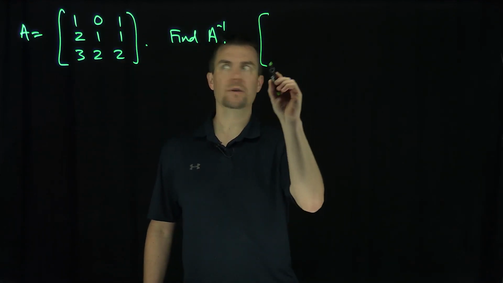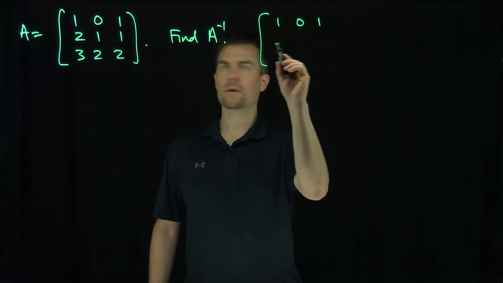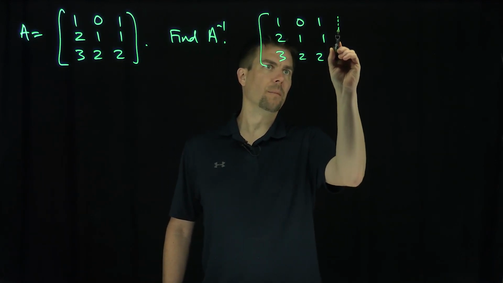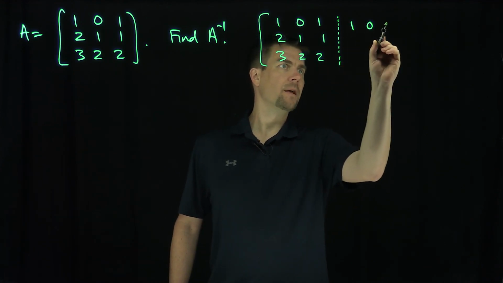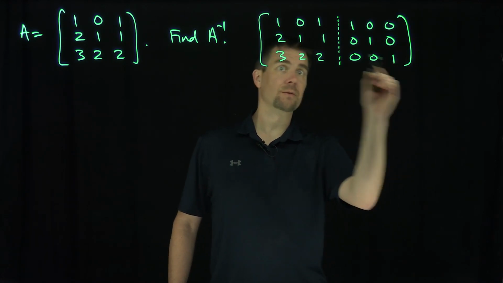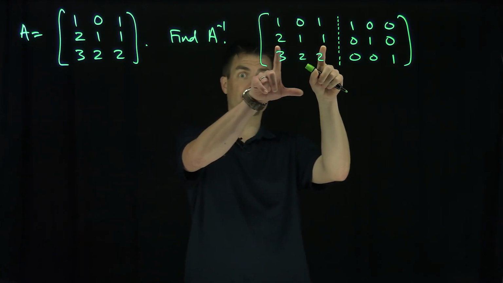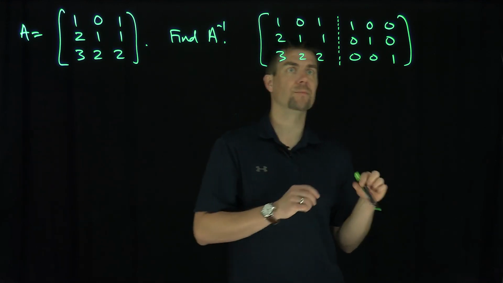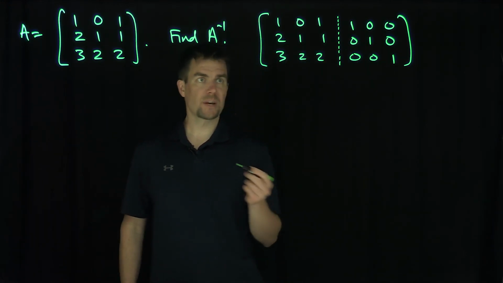So here's our augmented matrix: 1, 0, 1, 2, 1, 1, 3, 2, 2, augmented with the identity. Now my goal is to perform row operations, and if we can reduce this left 3 by 3 matrix into the identity, what's left on the right 3 by 3 matrix will be the inverse, okay? So I'm going to do two steps simultaneously.